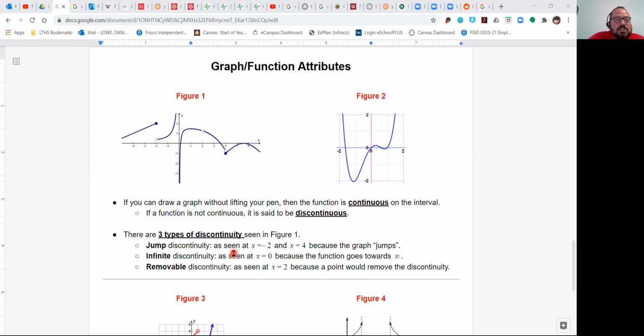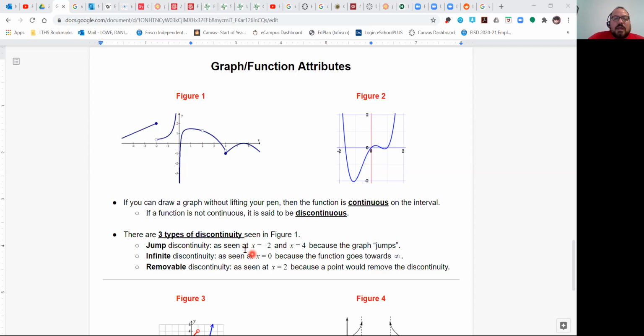We also have an infinite discontinuity seen here at x equals 0, because if I hop on the graph and move, I'm going to keep on going up towards infinity. Then in order to continue on my graph, I have to move over. If I were to try and go back, I'd be going all the way down to negative infinity. So we have that infinite discontinuity at x equals 0, because our function goes towards infinity. Technically, on the left side of 0, it goes towards positive infinity, and on the right side of 0, it goes towards negative infinity. But at this moment, you just need to be able to identify that as an infinite discontinuity.